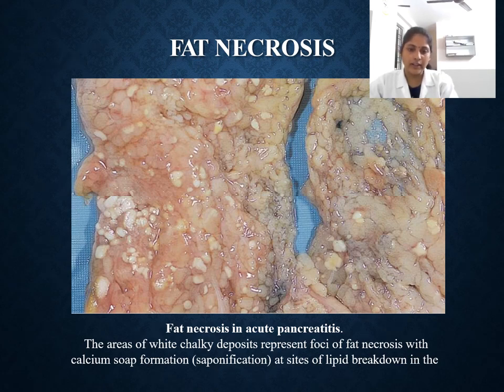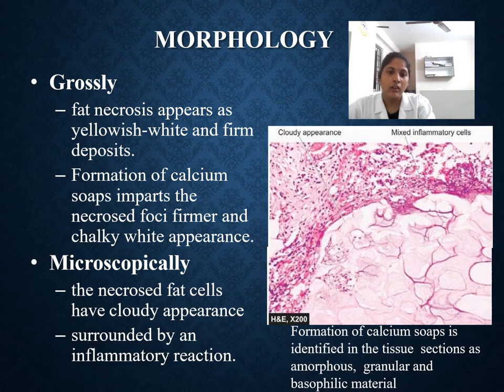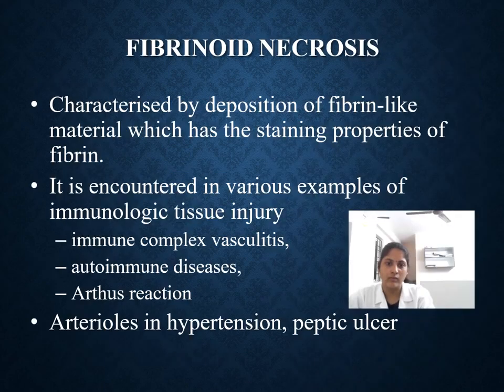This gross image shows the fat necrosis of acute pancreatitis. The areas of white chalky deposits represent the foci of fat necrosis with calcium soap formation at the site of lipid breakdown. Grossly, the fat necrosis appears as yellowish white and firm deposits. Formation of calcium soap makes the necrosed foci firmer and chalky white. Microscopically, the necrosed fat cells have a cloudy appearance, surrounded by an inflammatory reaction.